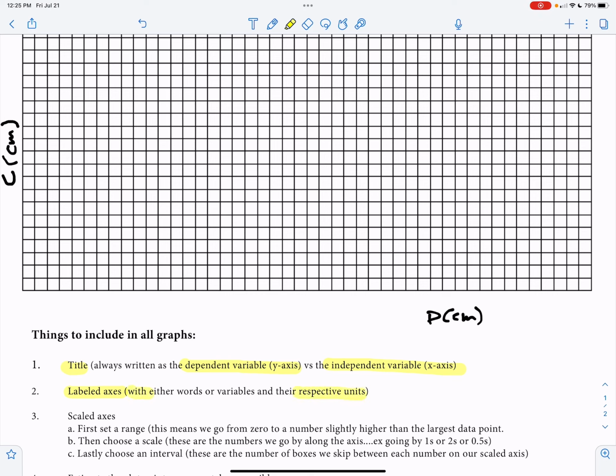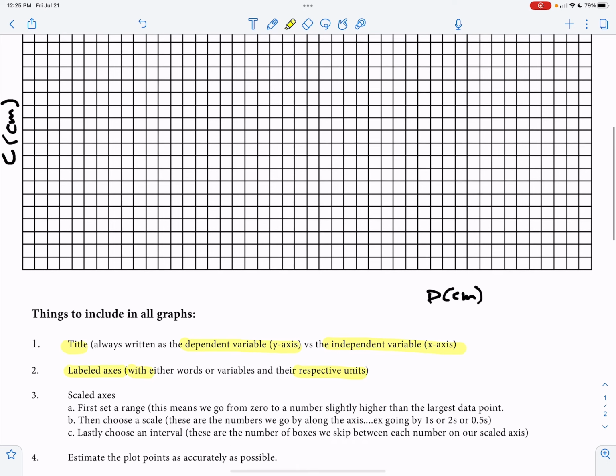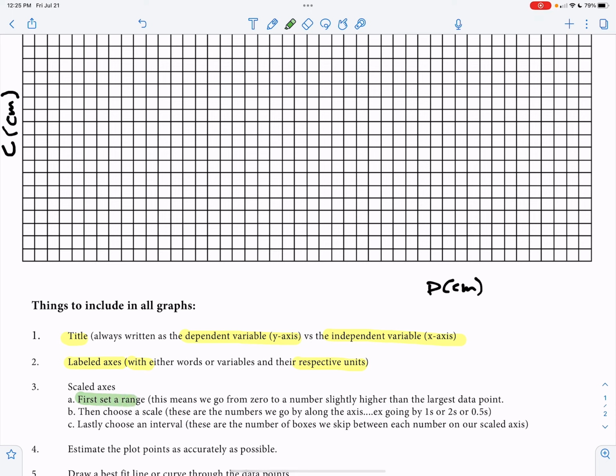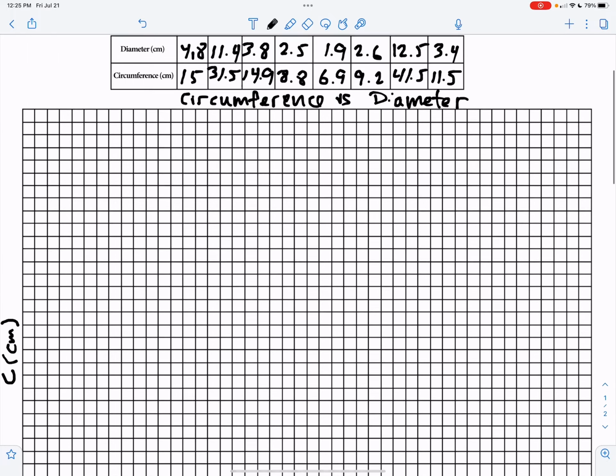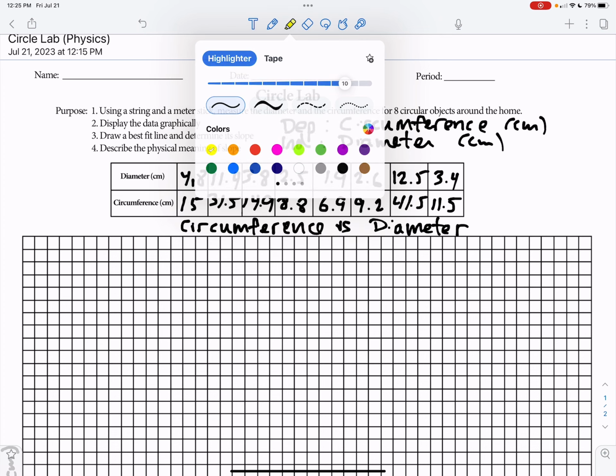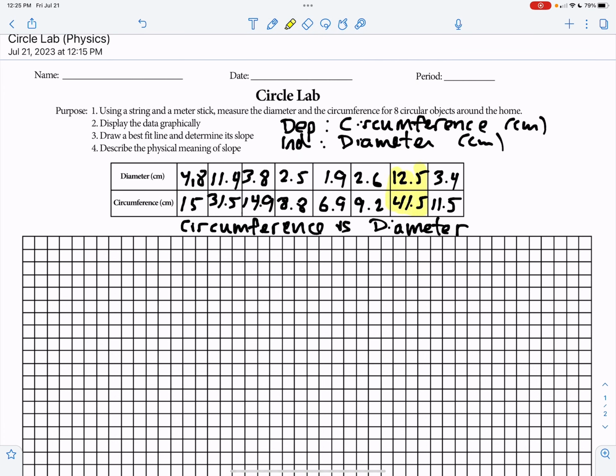Okay, big deal. All right, now is where we got to actually scale the axes so we can estimate plot points. Okay, so first step, find a range. It's going to go 0 to a number slightly higher than the largest data point. So first thing I'm going to do is find the largest data point for each one, and I'm going to circle that. Well, that to me looks like this right here. So I'll go ahead and highlight this. That is my largest circumference and my largest diameter.